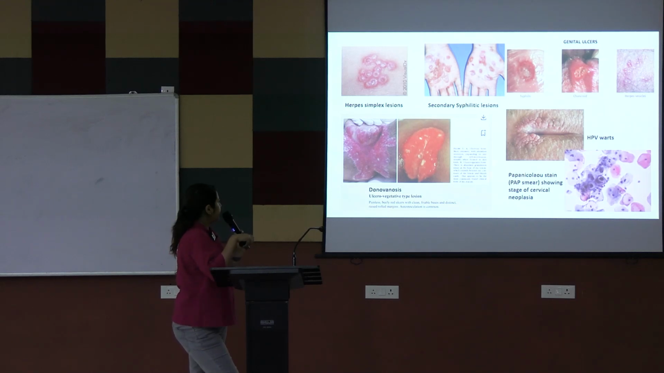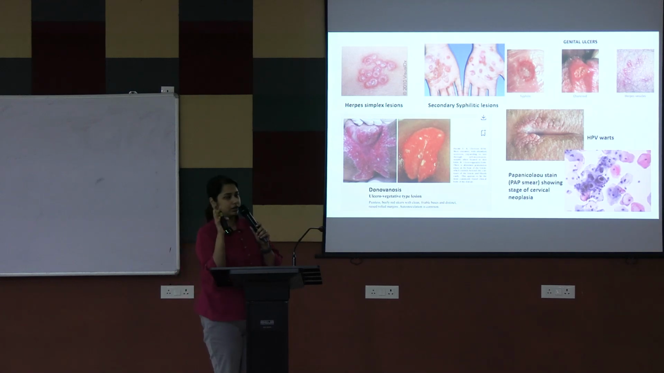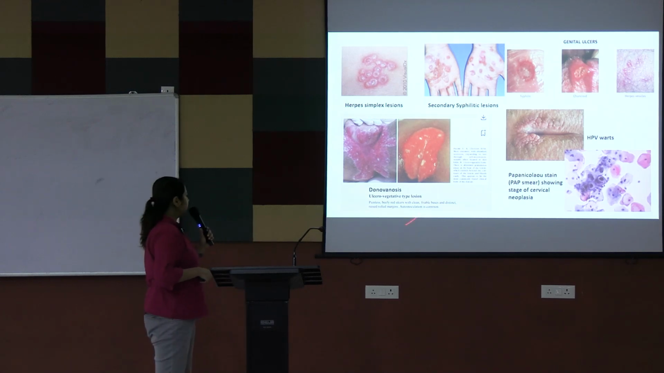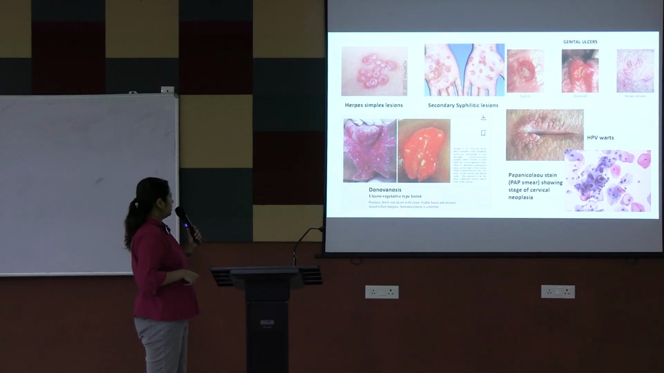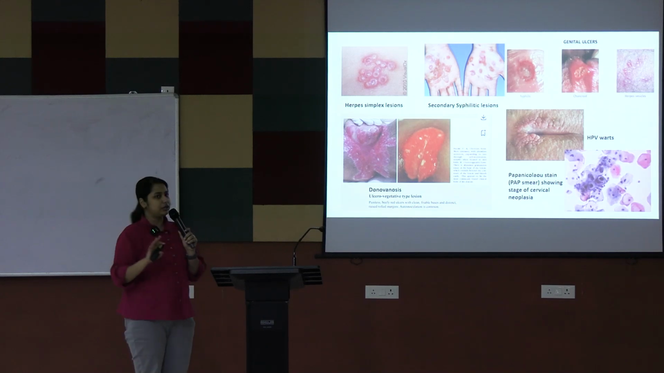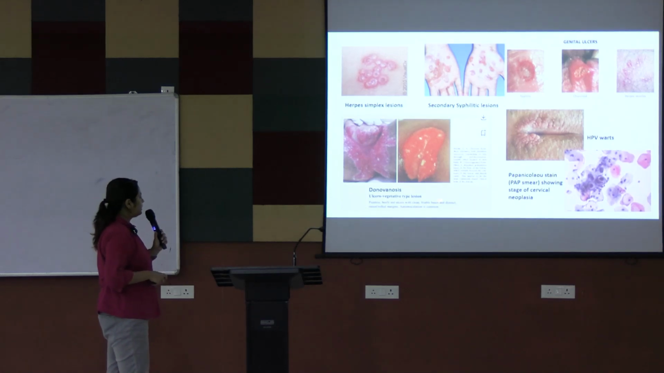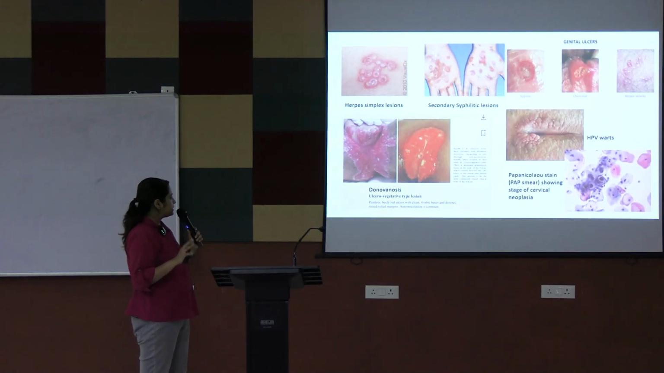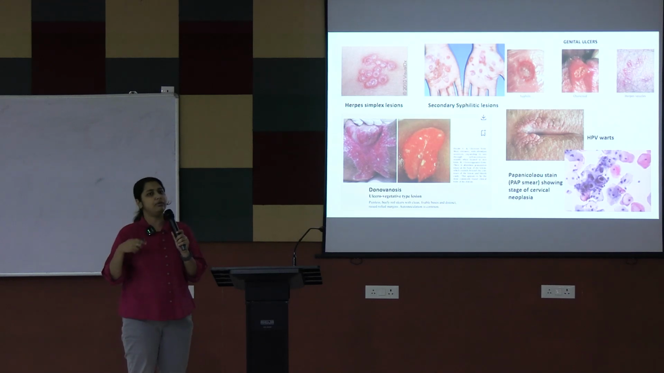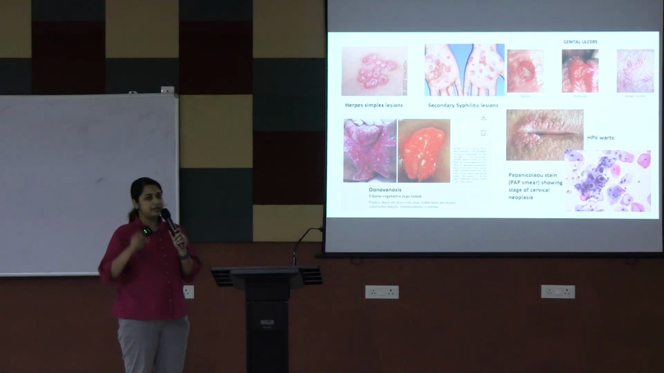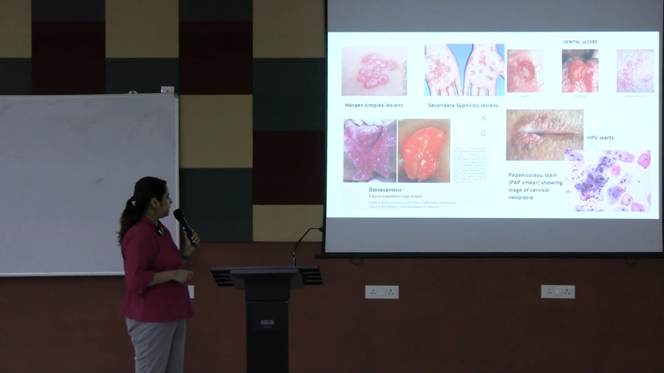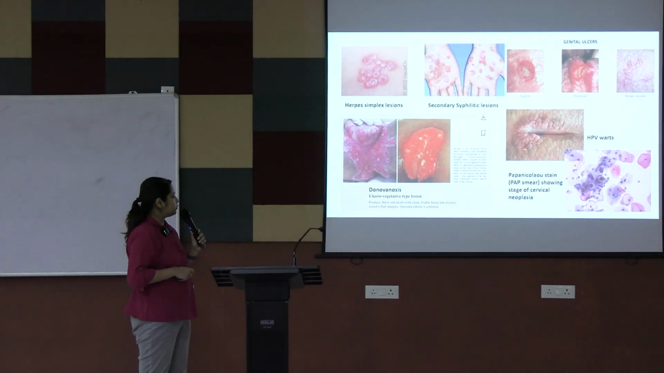In donovanosis, there is an extensive lesion, a very wide lesion. It is an ulcer of vegetative type, and if you touch it, it will bleed. Painless beefy red ulcers with clean friable bases and distinct rolled margins. And finally HPV, human papillomavirus infection, presents with warts. These are cauliflower-like warts, so it will distinctly present as warts.